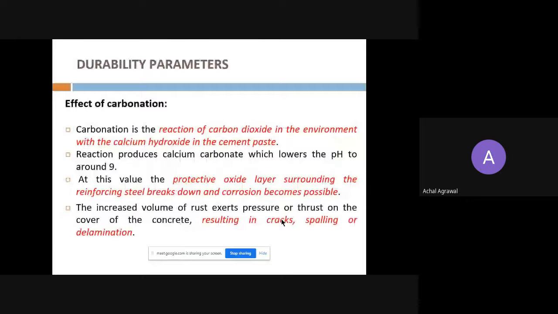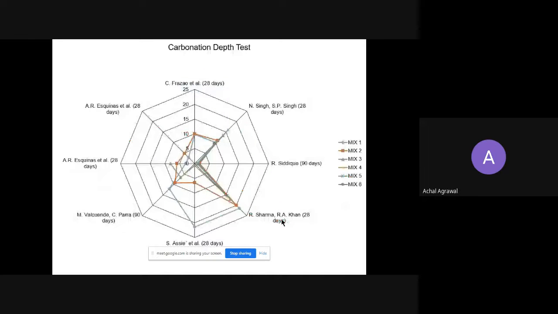Okay, so next and last is carbonation. Carbonation is the reaction of carbon dioxide in the environment with the calcium hydroxide in the cement paste. It ultimately lowers the pH, and at this value the protective oxide layer surrounding the reinforcement steel breaks down and corrosion becomes possible. The increased volume of rust exerts pressure on the cover of concrete, and it results in cracking and spalling of the cover concrete. So this is one of the measurements shown in this kind of chart. Again, there are 1, 2, 3, 4, 7, 8 researchers who have performed this carbonation depth test, and the maximum number of tests was 6.